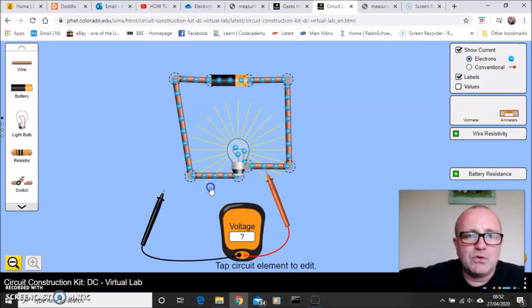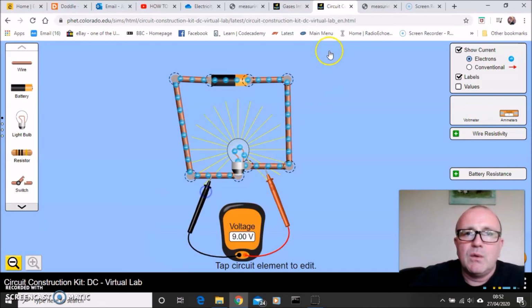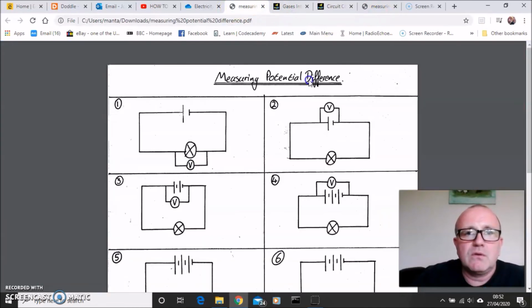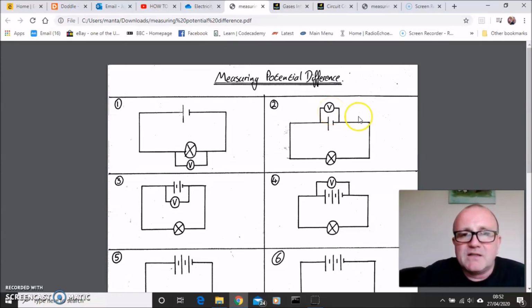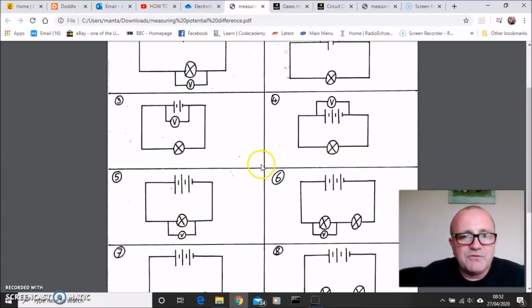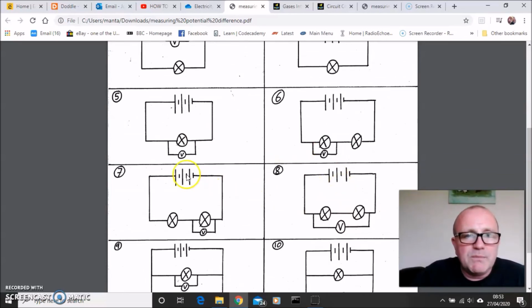So what I would like you to do, just like we've done before, I want you to build those circuits, make a note of the reading that you get on your voltmeter, and look for patterns like we've done before. What difference does changing the number of cells have? What difference does it make the number of bulbs that you have? You should notice some quite interesting patterns, especially when we start to add more than one bulb into our circuit.